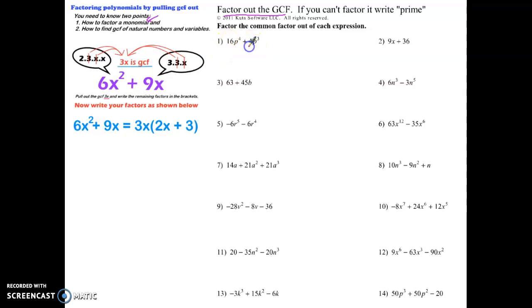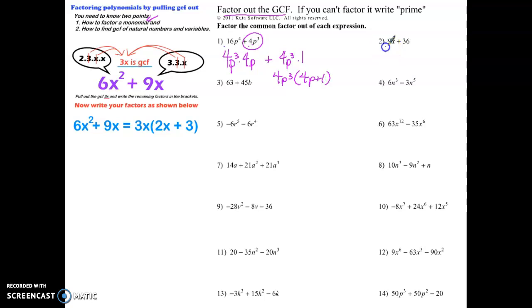Well, you should recognize in the number, it's going to be 4. And with the p's, there are 3 p's common in both of those. 4p times 4p gives you 16p to the 4th, plus 4p cubed times 1 will get you back. The greatest common factor in these two terms actually is 4p cubed. And what you would multiply it by would be 4p plus 1.